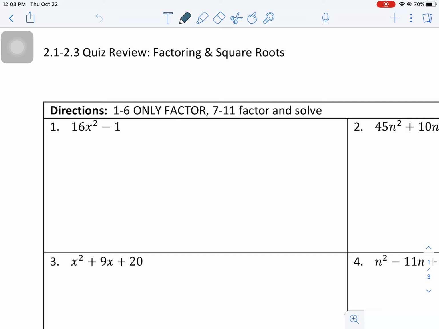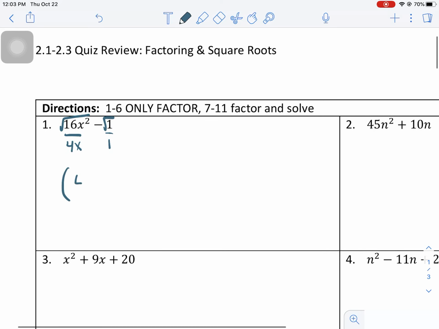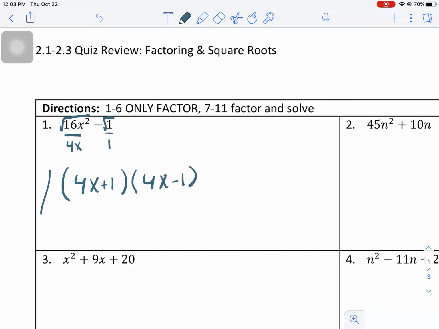If I'm looking at number 1, I see that there's only 2 terms in here. That means most likely difference of squares. In this case, both are perfect squares, so we can do difference of squares. I'm going to square root the front, square root the back. Square root the front, you get 4x. The back you get 1. So then that's what we fill in our factors with. It's going to be 4x plus 1 and 4x minus 1. And then those are our 2 factors.